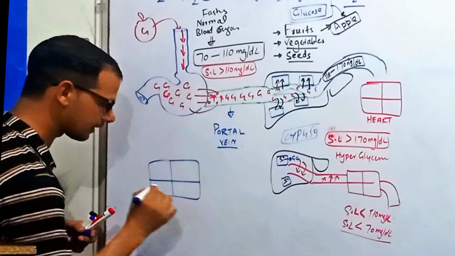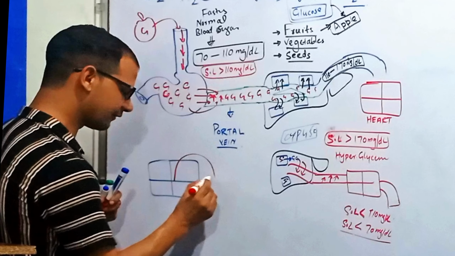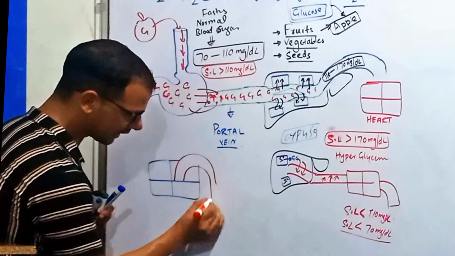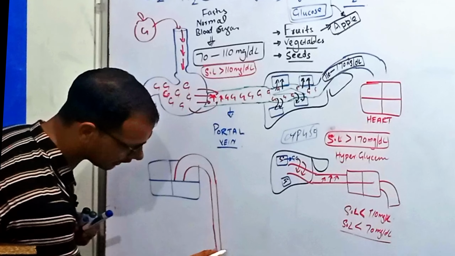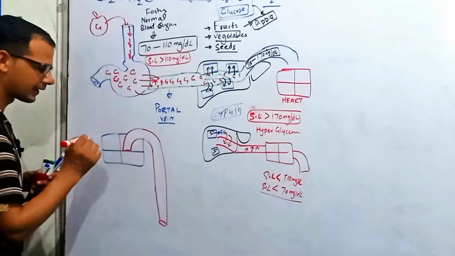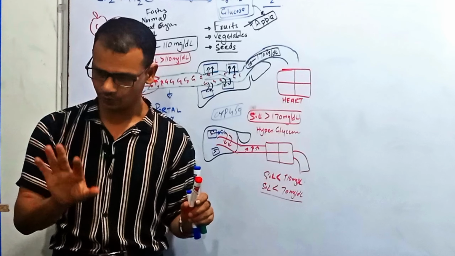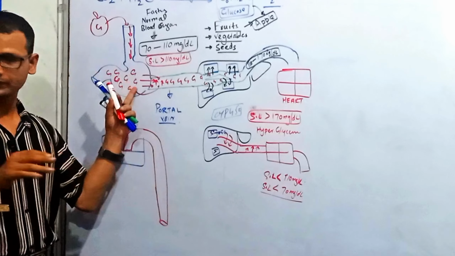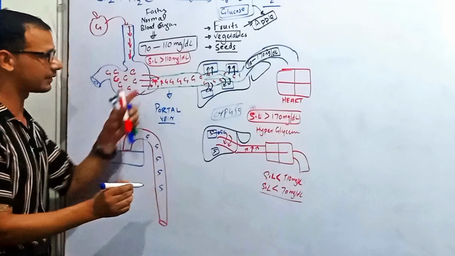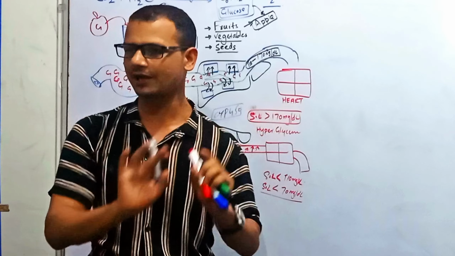This is the heart, and from the heart, the aorta is arising from the left ventricle. This is the aorta, for example, and this aorta supplies blood to all the body parts. For example, this is the blood, and in this blood the glucose is present because we have eaten glucose. After fasting, the glucose comes from the liver.